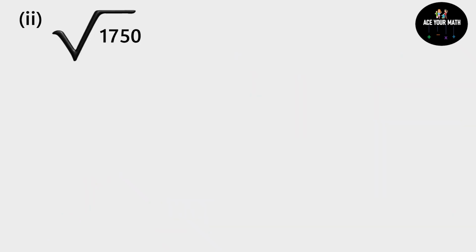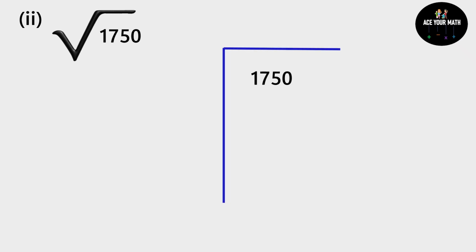Now let's solve the next question. The given number is 1750. Write down the number, put lines, make groups, and start grouping from the right hand side. So 50 forms a group and 17 forms another group. We will consider 17 first. Now find the square of a number such that the value is less than or equal to 17.